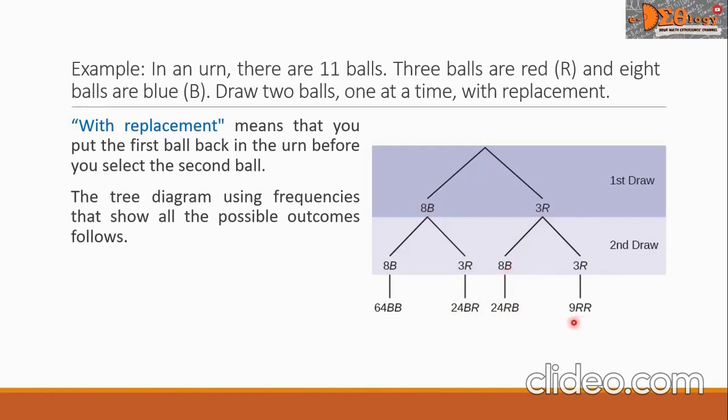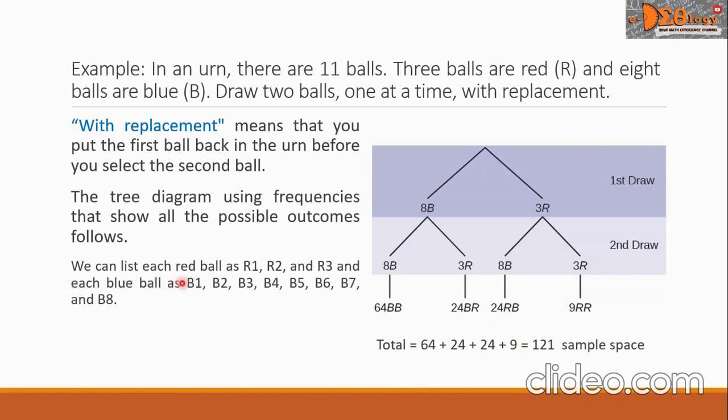Here we can see 9 RR, and this 9 comes from the product of 3 and 3. The RR means the first R comes from the red ball in the first draw and another R for the red ball in the second draw. Now, if you write the total of this 64, this 24 plus this 24 plus 9, the total will be 121, and this is the number of elements in the sample space.